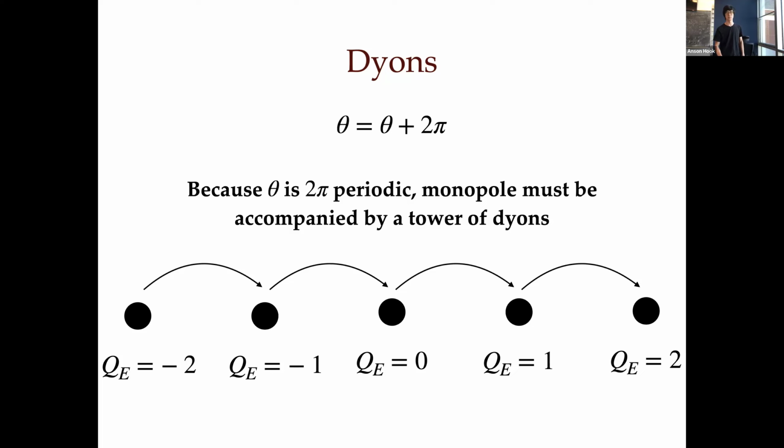Yeah, so one thing to note is that these tower dyons do not necessarily need to be a single particle state. So for example, this charge 2 dyon could just be a charge 1 dyon plus a W boson or plus a fermion and things like that. So this doesn't have to be a one particle state compared to another one particle state.